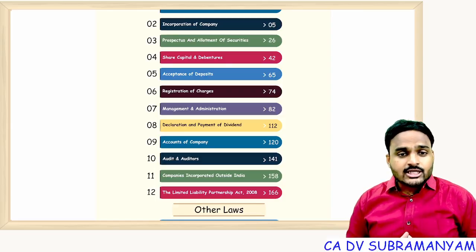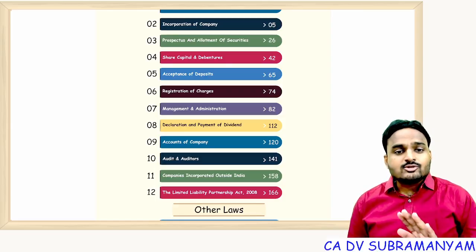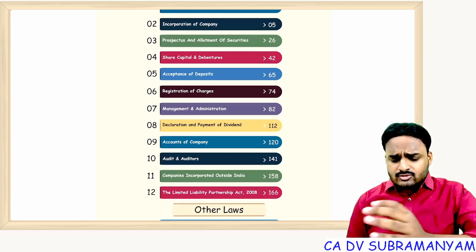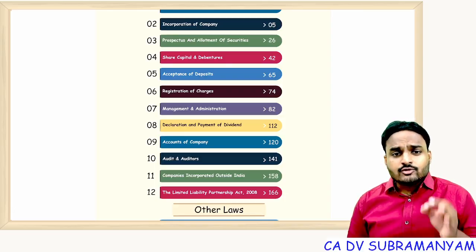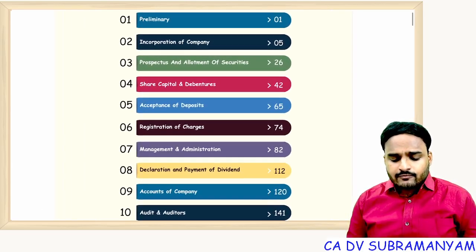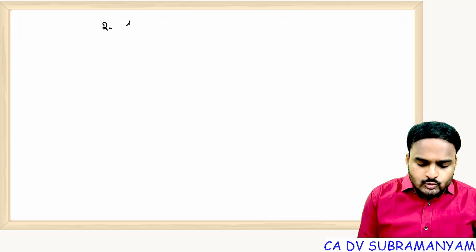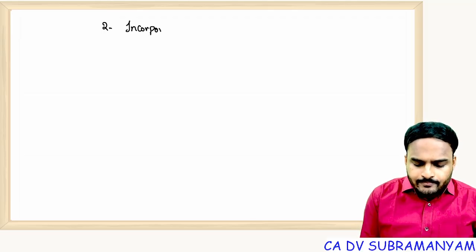And remembering section numbers with the DVS is not difficult. You feel comfortable in remembering section numbers. Just listen to the next 5 to 10 minutes. You feel comfortable in remembering section numbers of incorporation of company. Chalo. Chapter 2, Incorporation of Company.